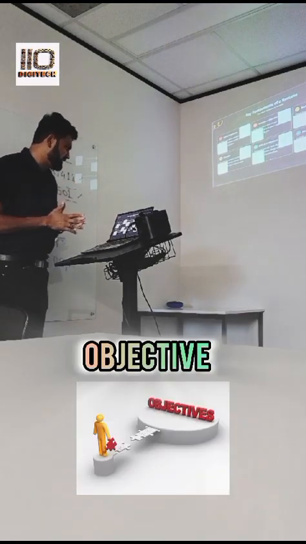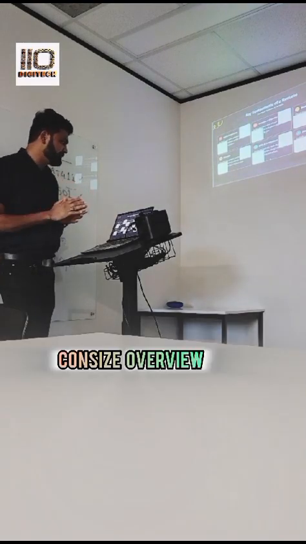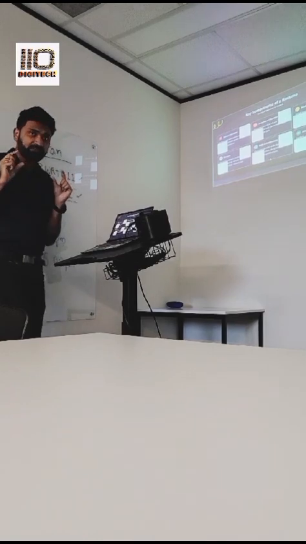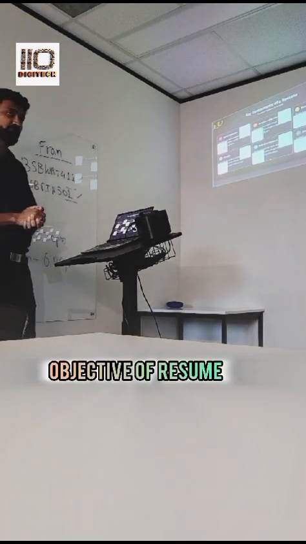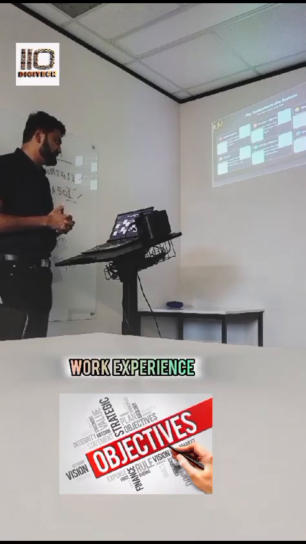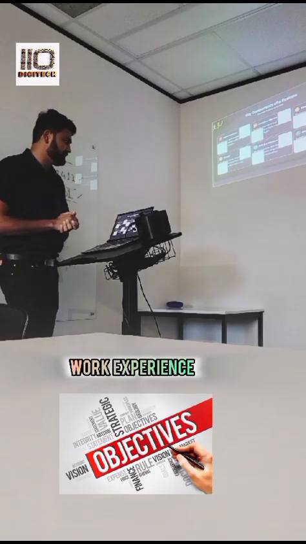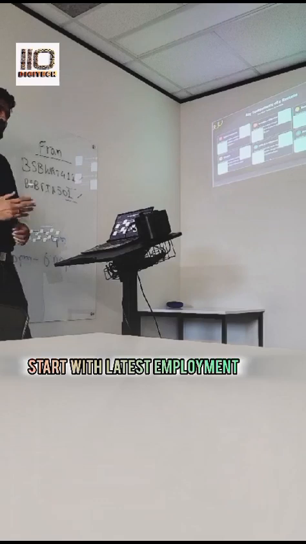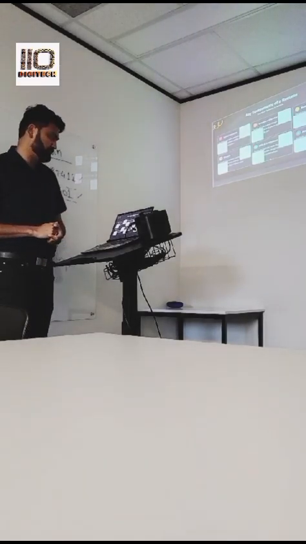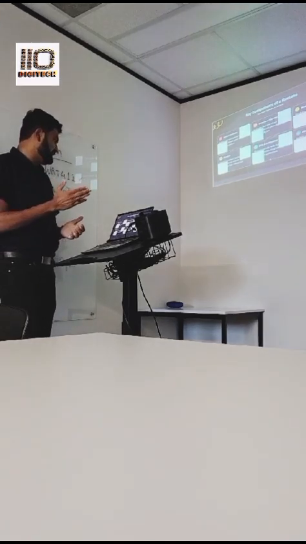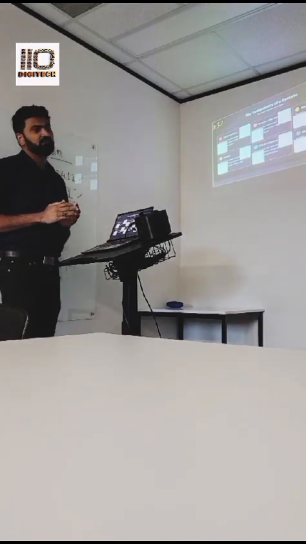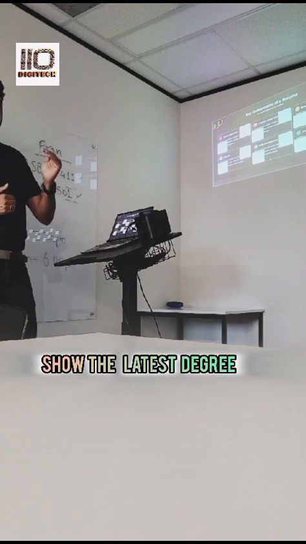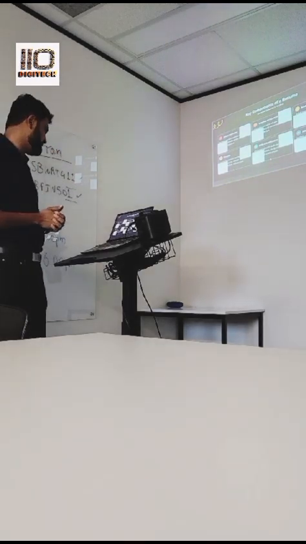Then coming to the objective, it is a concise overview of your profile, of your experience. So always be very careful while writing the objective of the resume. Work experience: detail work experience from your previous and latest employment. Always start with the latest employment and then go to the previous employments. Similarly goes for education, list the degrees earned by you and show the latest degree at the top, and then go to your previous degrees.